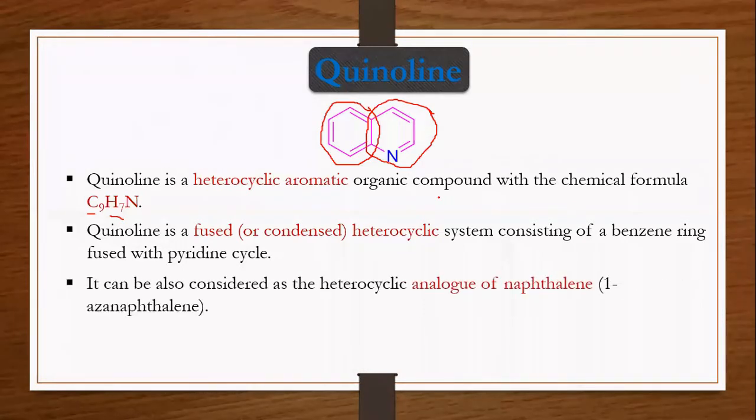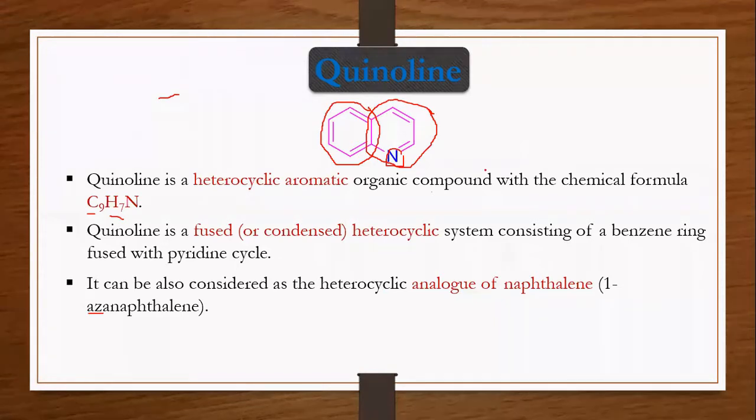This molecule can be considered as analogous of naphthalene. If you remove this nitrogen and put carbon, then this molecule becomes naphthalene. It is also called 1-azanaphthalene. Its meaning is that aza stands for nitrogen.